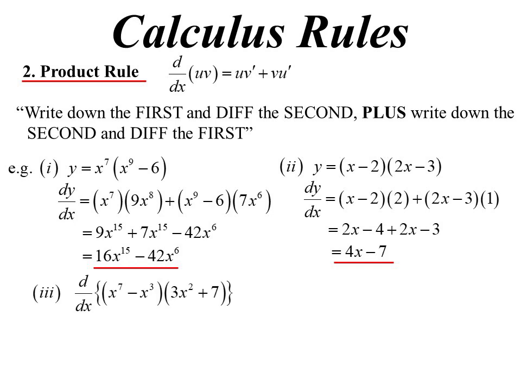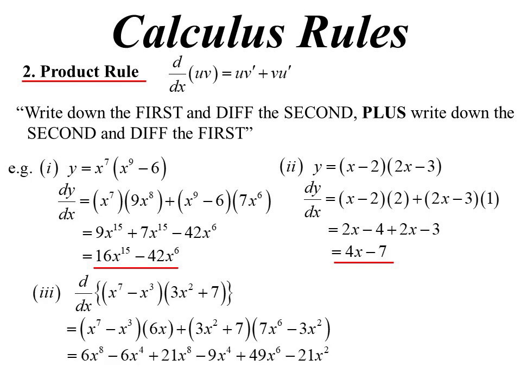Okay, let's try this one then. Now this time it's in the form, just differentiate this. So I'll go straight to equals the answer here. Write down the first, x to the 7 minus x cubed, diff the second, 6x, plus write down the second, 3x squared plus 7, diff the first, we end up with 7x to the 6 minus 3x squared. Now I'm going to have to expand all that out, collect like terms. I think in this case it definitely would have been quicker just to expand first of all, because if you look at my final answer, I still had to expand a binomial out anyway. So what time did I save on that one?